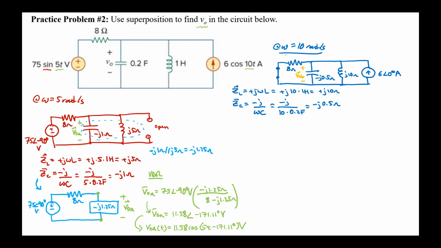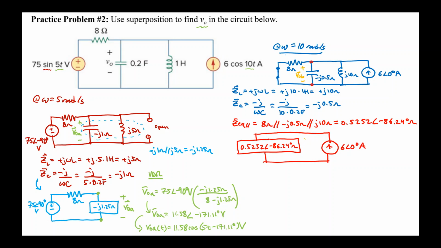At this stage, we can use any circuit analysis technique we want, and if we look carefully, we can see that the 8 ohm, the minus j0.5 ohm, and the j10 ohm are all in parallel. So let's combine them together. Doing so will still preserve the two nodes that V0B is across. Doing the parallel combination correctly yields 0.5252 angle minus 86.24 degrees ohms. The resulting circuit looks like so, where V0B is across that single impedance.